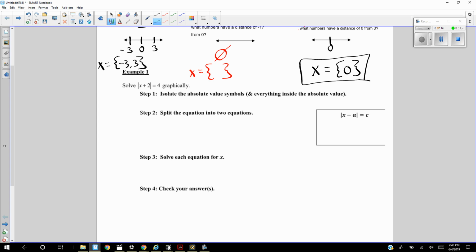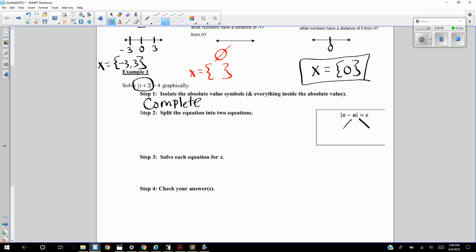First step says to isolate the absolute value symbols and everything inside the absolute value. So basically that means on the left-hand side, there should be nothing except for the absolute value symbols and what's in between. So step 1 is already complete. There's nothing on the left-hand side of that equation. Step 2, we're going to split the equation into 2 separate equations to get our potential 2 solutions, because you can have up to 2 solutions here.